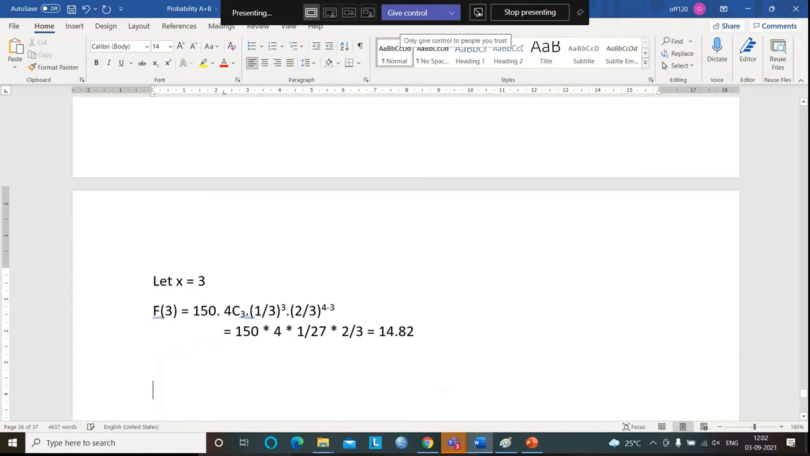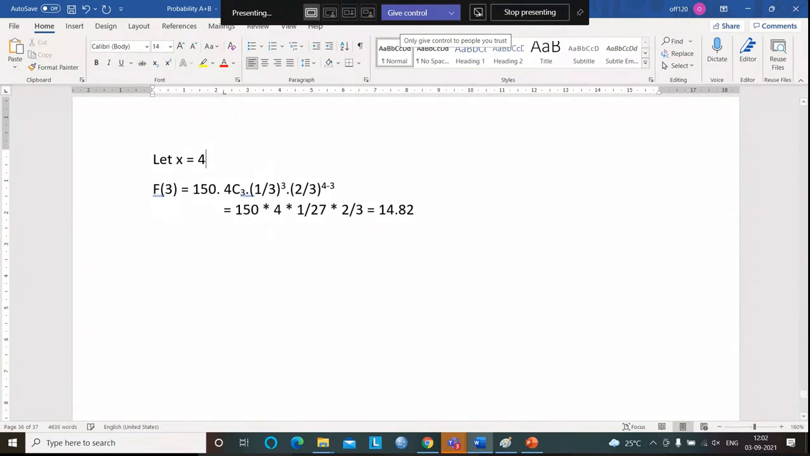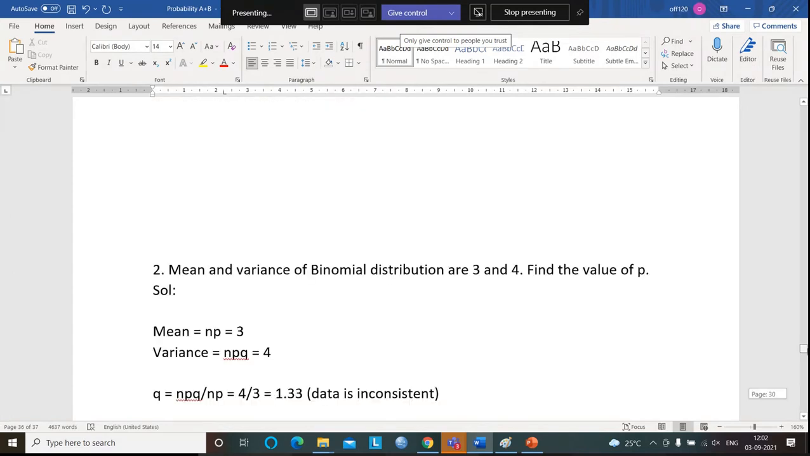Let x is equal to 4 now. Then f of 4 is equal to 4c4 into 1 by 3 to the power of 4 into 2 by 3 to the power of 4 minus 4. So 150 remains as usual. 4c4 is nothing but 1. Next, 1 by 3 to the power of 4 is nothing but 1 by 81, and 2 by 3 to the power of 0 is 1. So our final answer is 1.85.